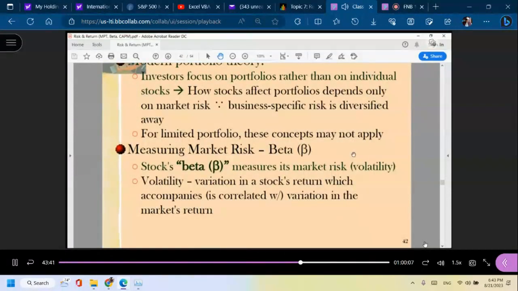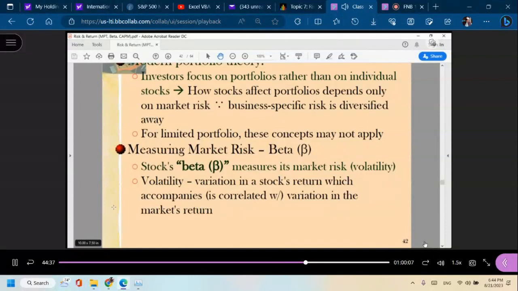They say beta measures the market risk or the volatility. That means how much correlation is there between this particular individual stock X and the market? If the beta between the market and the stock is 2, that means when the market goes up by 10%, the stock goes up by 20%. When the market goes down by 10%, the stock goes down by 20%. And if beta is negative 2, then the opposite happens, right? When the market goes up by 10%, the stock goes down by 20%, and vice versa.